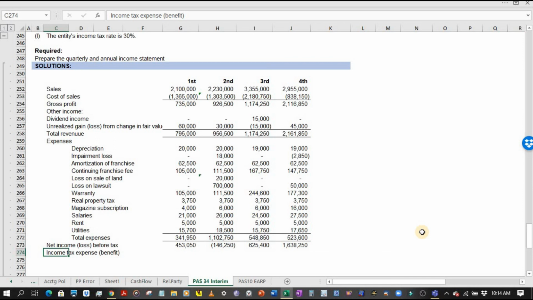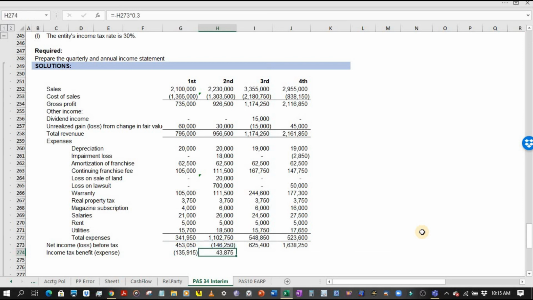So for the first quarter, we have 135,915 income tax expense. Then for the second quarter, we have 43,875, and this is an income tax benefit. Since in the second quarter, we don't have an income, instead we have a net loss of 146,250. And again, these are computed at 30% of the NIBT.